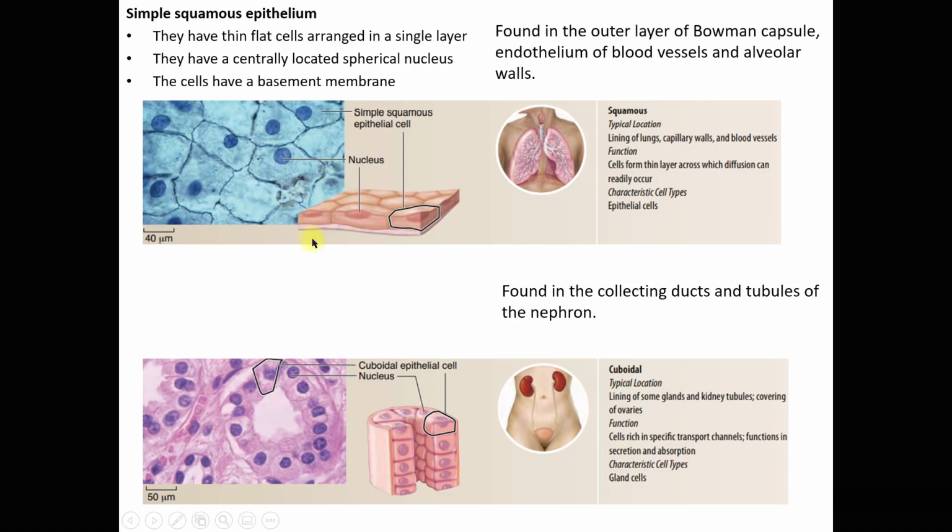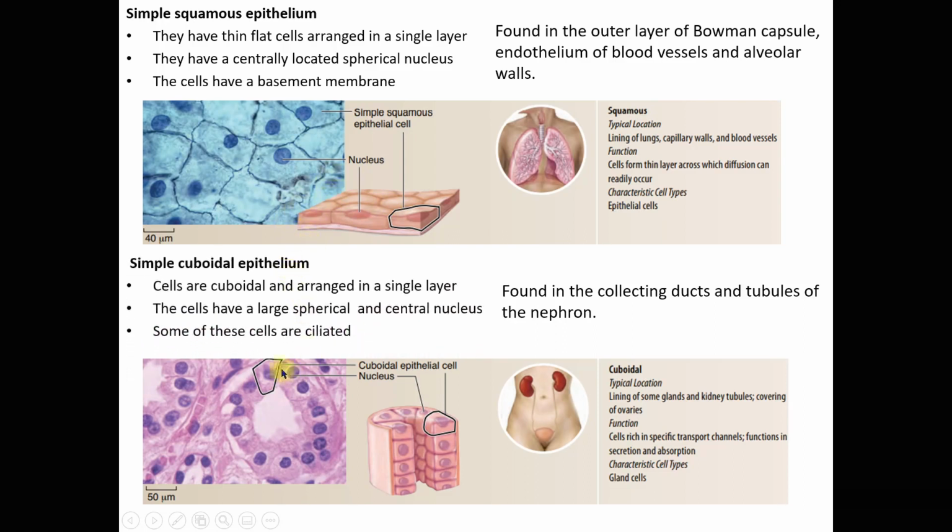forms a thin layer of cells across which diffusion can readily occur. Next, we have the simple cuboidal epithelium. You can see the simple cuboidal epithelium here. The cells are cuboidal, isn't it obvious? And arranged in a single layer. Why single layer? Because simple.